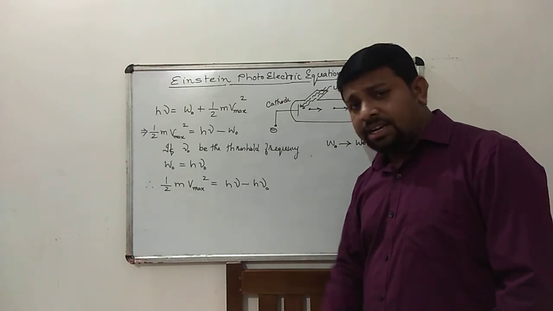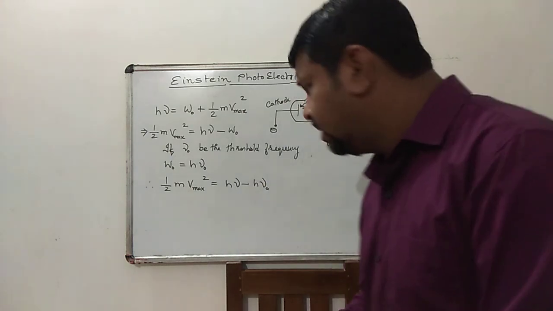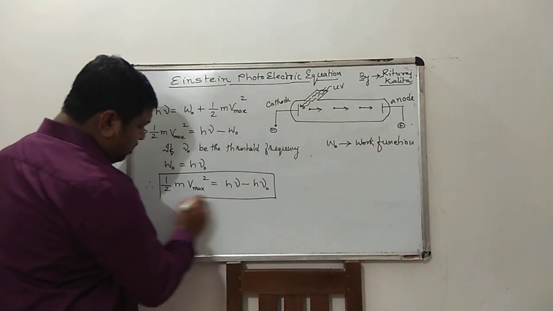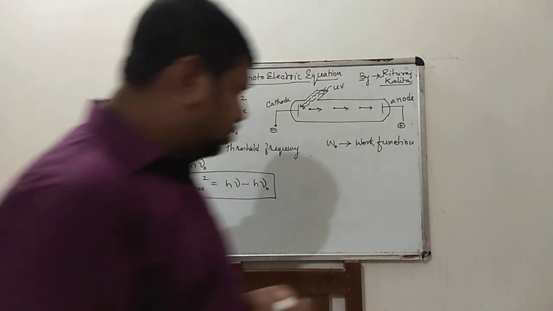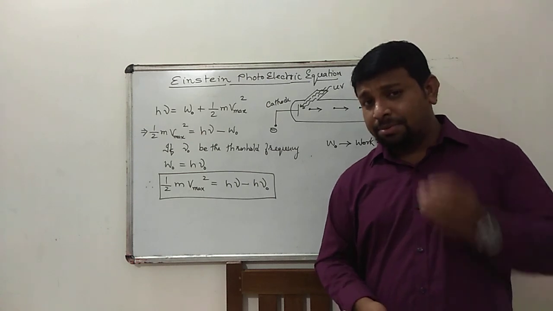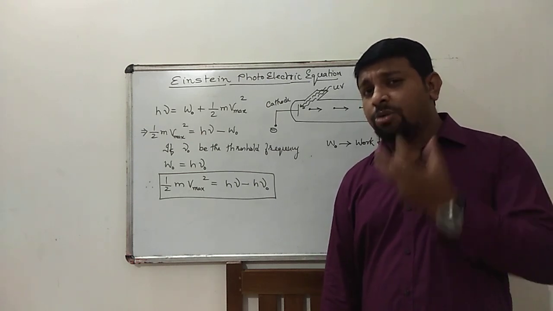Okay, so this kinetic energy, this is Einstein photoelectric equation. So we know, in the previous class we discussed the stopping potential. So what is stopping potential?